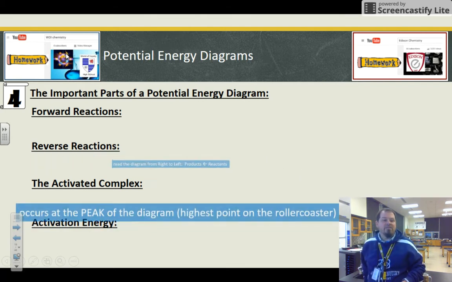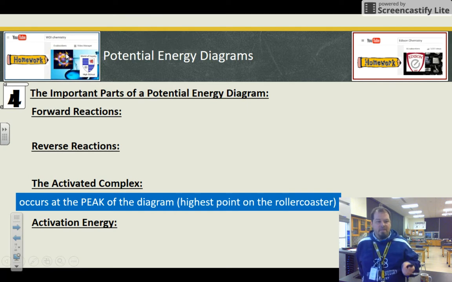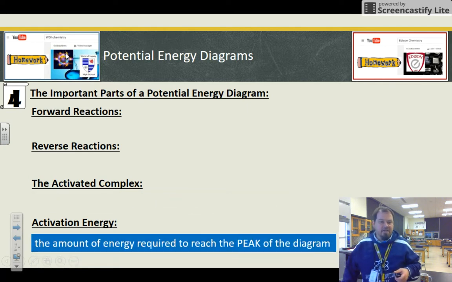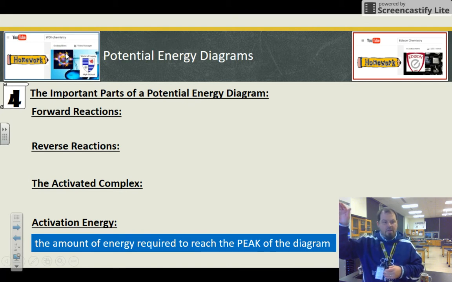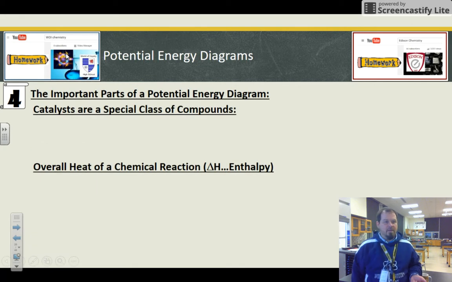Okay. Activated complex is a noun. This is just the top piece, the highest point on the roller coaster, if you will. It's a specific point, and that's it. Activation energy is how much energy it takes to get from the reactants to that activated complex, to that peak. And it's going to change whether I'm going in the forward reaction or the reverse reaction, as you just saw in those two pictures. Okay?